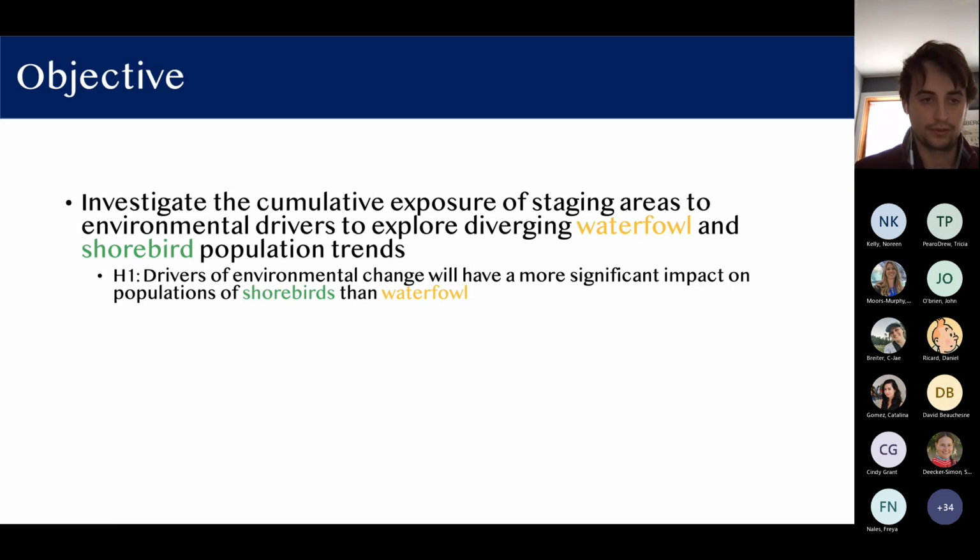And my first hypothesis is that drivers of environmental change will have a more significant impact on populations of shorebirds than waterfowl, which is backed up by the differing population trends that we see.